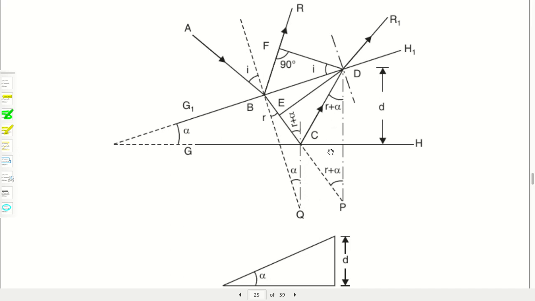These are the important triangles, so let us focus on that. This is r plus alpha, and this is r plus alpha. So this is the triangle where two sides are equal to each other. So CD is equal to CP, as well as this side and this side are also equal. So in place of CD we can write CP.